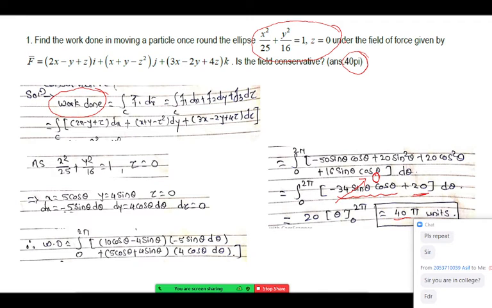Now can you tell me whether this vector field is conservative or not? Is it a conservative field? Is the vector field conservative or not?